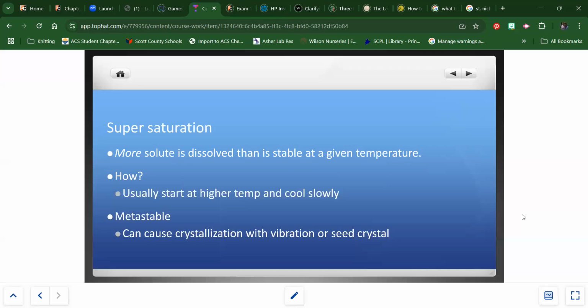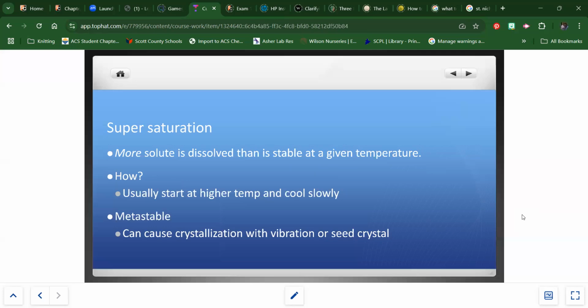All right, supersaturation happens when we go beyond that limit. And usually what happens is we've dissolved it at a temperature, usually a higher temperature where that will work, and then let it cool back down. And because it's already kind of stable being dissolved, the molecules are already separated, then they don't start to precipitate out right away.